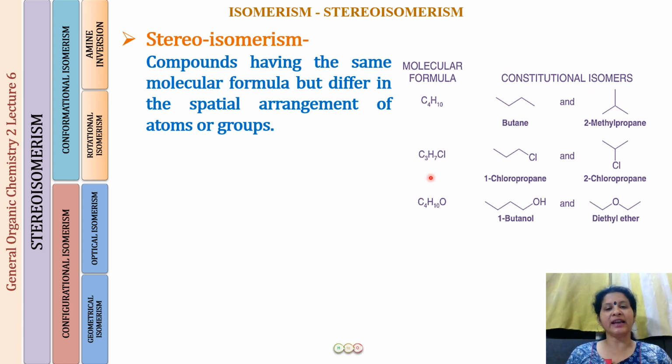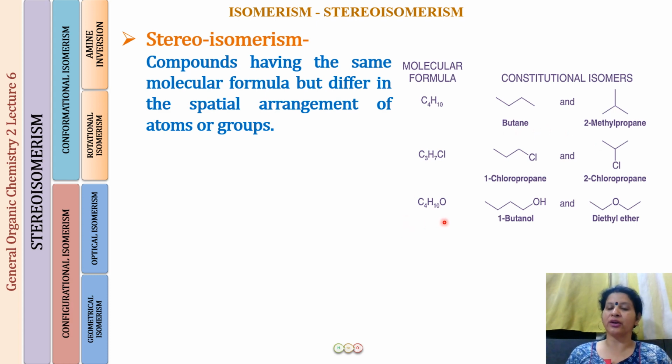Then we have C3H7Cl. This is 1-chloropropane and this is 2-chloropropane. What is the difference in them? Here we have chlorine at position number 1. Here we have chlorine at position number 2. So this is a difference in the position of the substituent. So this is position isomerism.